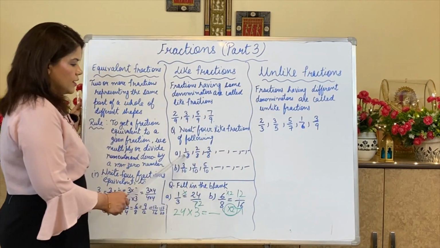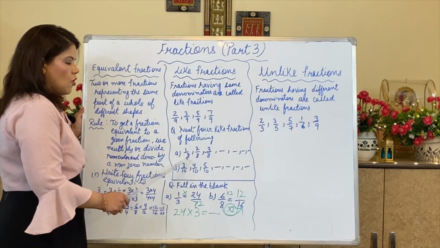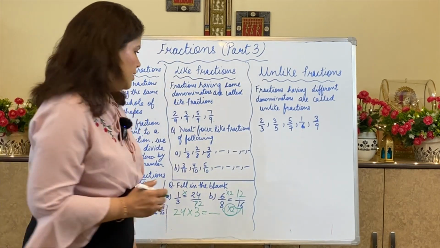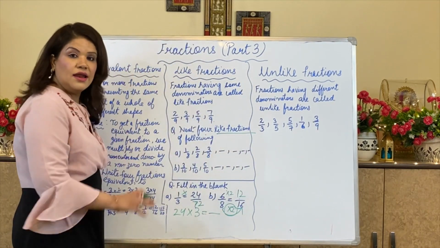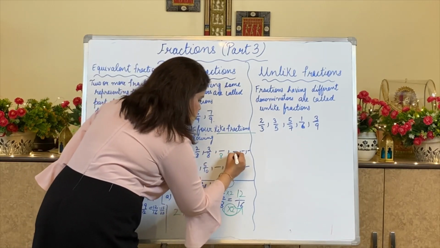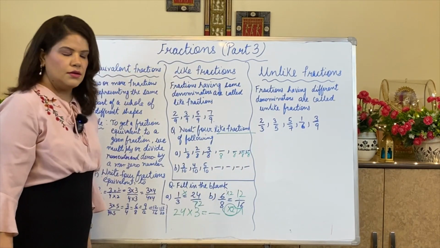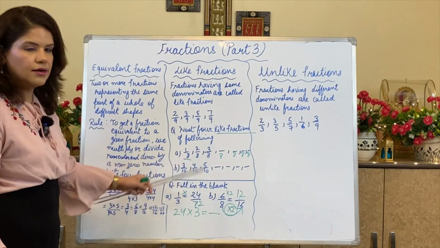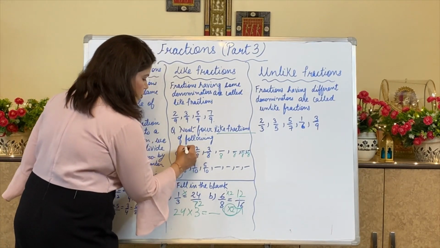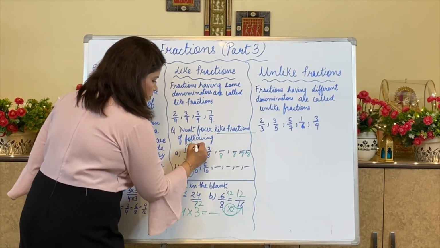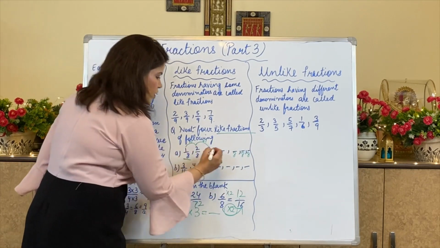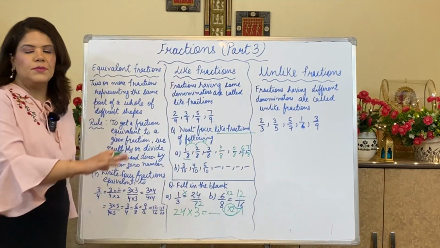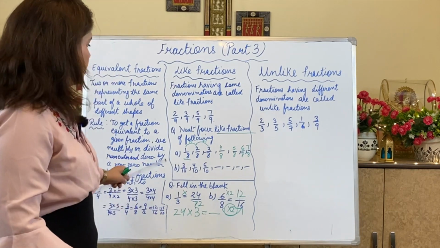If I have to write the next 4 fractions for this like fraction, how will I write them? As I have told you, like fractions means the denominator is going to be the same, because it is 8. Next 4. What is the order here? From 1 to 2 it is plus 1. From 2 to 3, plus 1. So I have to go one by one: 4, 5, 6, 7. So these will be my next 4 like fractions in this part.